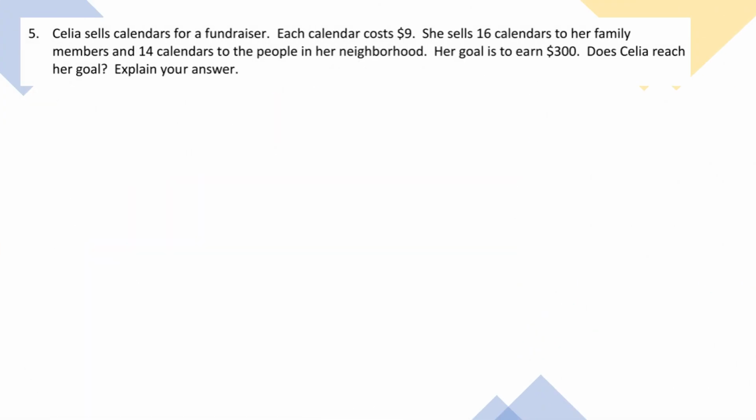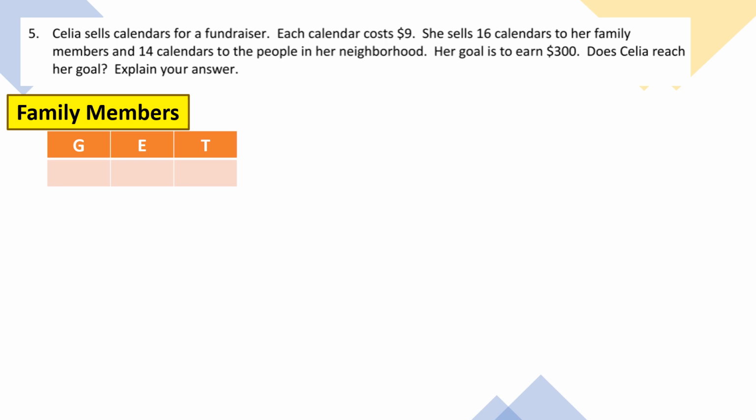Let's take a look at number 5. Number 5 says Celia sells calendars for a fundraiser. Each calendar costs $9. She sells 16 calendars to her family members and 14 calendars to the people in her neighborhood. Her goal is to earn $300. Does Celia reach her goal? Explain your answer. I saw each, but then I saw 2 different sets of people, so I think I'm going to need to get charts. So let's start with figuring out how much money she earned by selling to her family members.